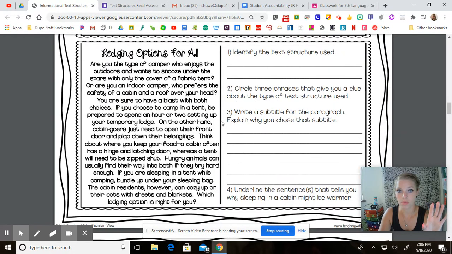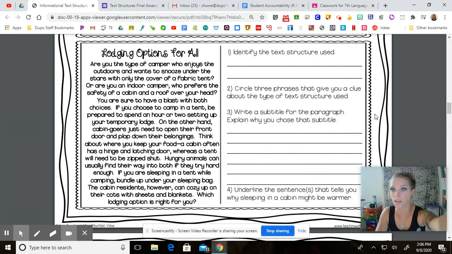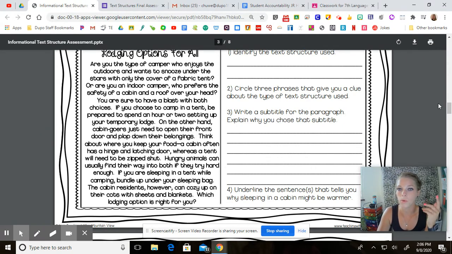Another example is going to be about lodging. Lodging options for all. Do you know what the word lodging means? It kind of means where you sleep, where you stay. So if you're camping, maybe you're camping in a tent, maybe you're camping in a camper, or you're staying in a hotel or a cabin. So that's kind of what I want you to think about when we're reading this.